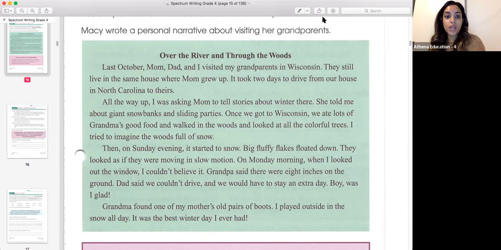So this story is about someone who is going where? To visit their grandparents, right? Macy wrote this story about what it's like visiting her grandparents in Wisconsin, right? So she talked about what she did. She ate lots of Grandma's good food and she looked at the colorful trees, right? She did lots of things. And did she have fun? What do you think? Did she have fun?